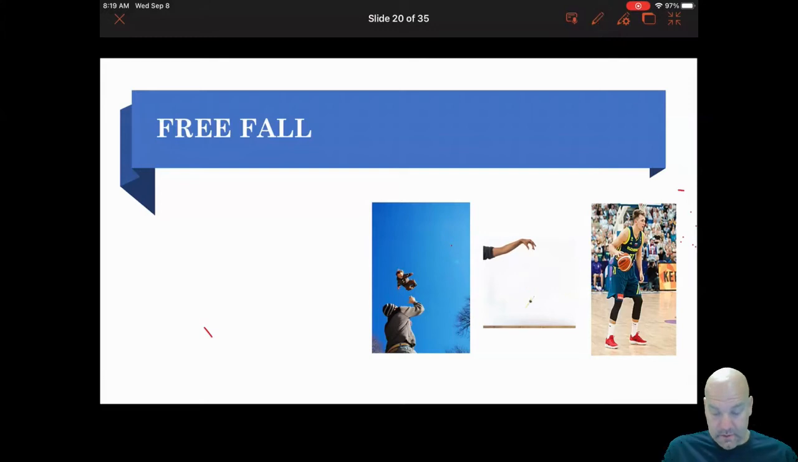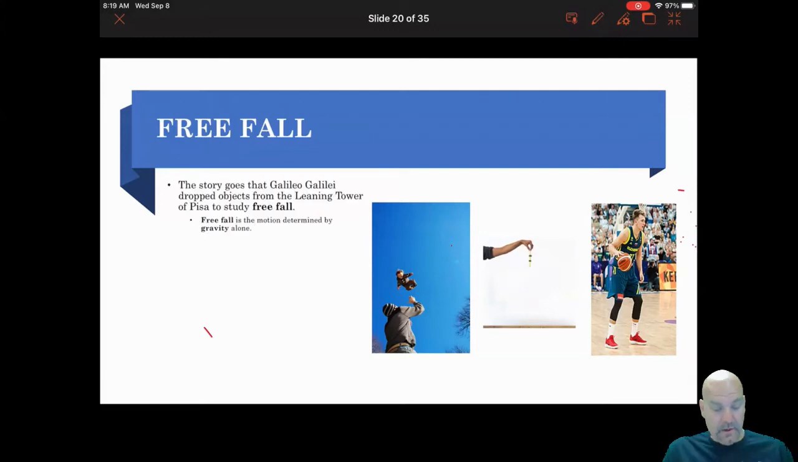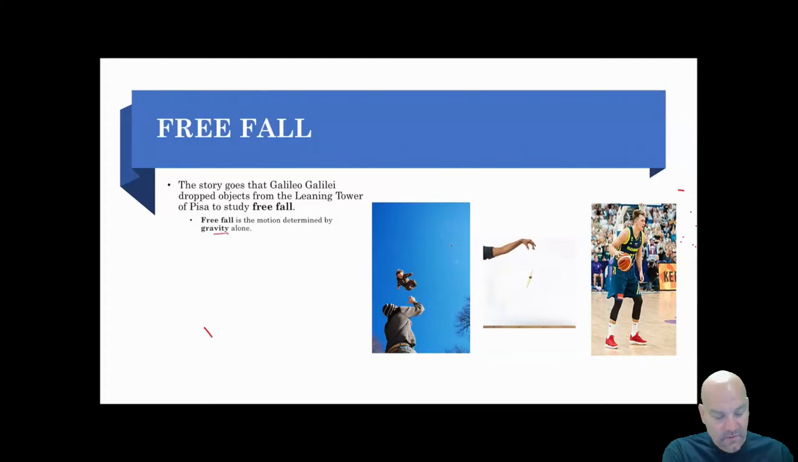So the story goes that Galileo dropped objects from the Leaning Tower of Pisa to study free fall, and free fall is the motion determined by gravity alone. The only thing affecting the object is gravity, so it's able to fall freely through the air under no air resistance.